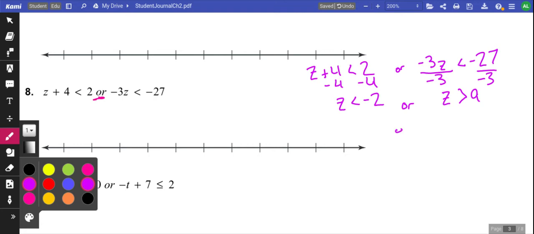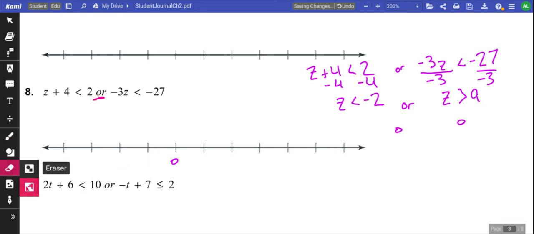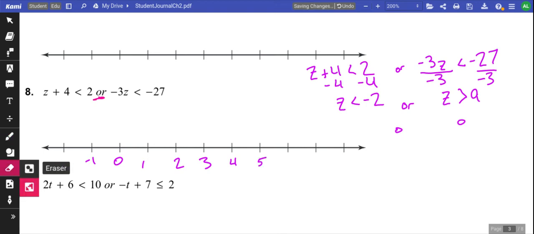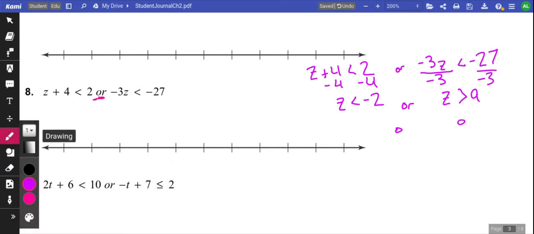So I know both of these I've got open circles, so let's do negative 2, 1, 0. I'm going to run out of room if I do it that way. If you've got numbers that are somewhat far apart, you can just say this is negative 2 and this is 9. Both of them are open circles.